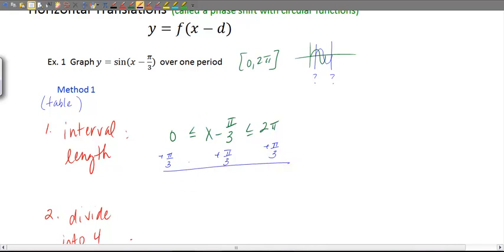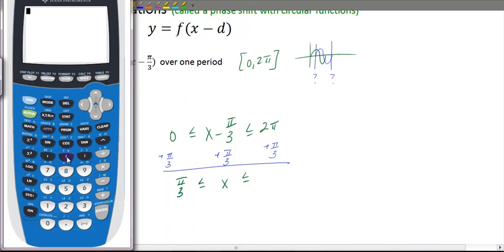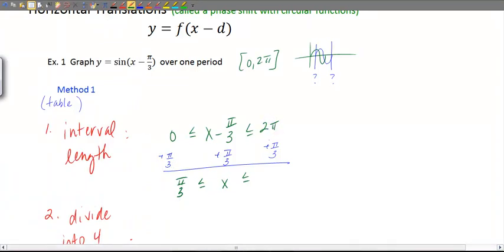I'm going to bring down my inequality symbols and add at the same time. I know this would be pi over 3 on the left-hand side, x in the middle, and then what is 2 pi plus pi over 3? If you don't remember how to add that fraction, let's do it really fast. We're going to say 2 plus 1/3, and let the calculator do the fraction part for us. Math, frac, enter, enter. And we end up with 7/3. So I know that 2 pi plus pi over 3 is 7 pi over 3.